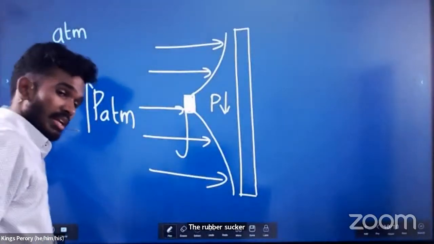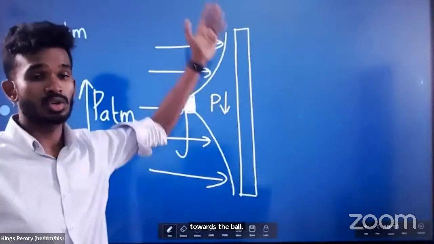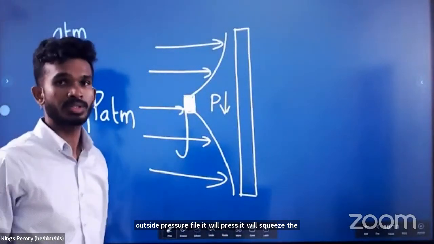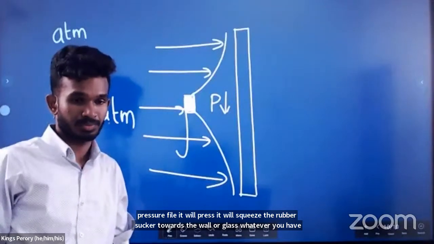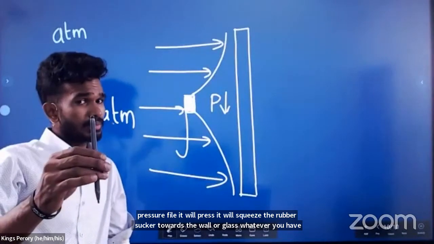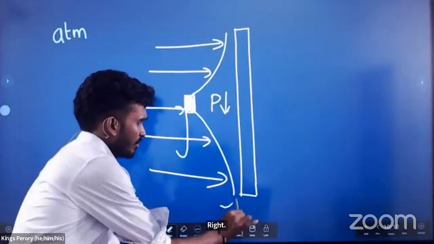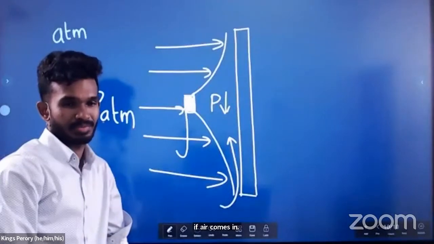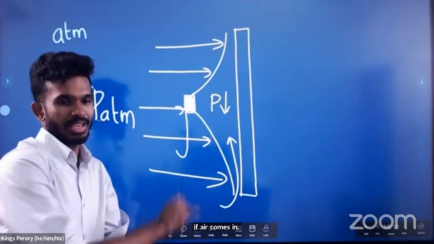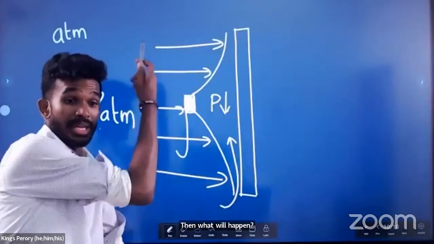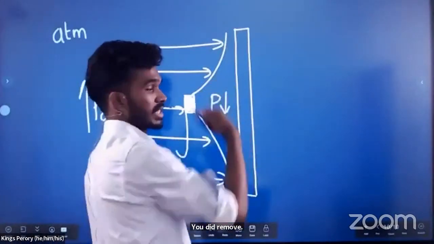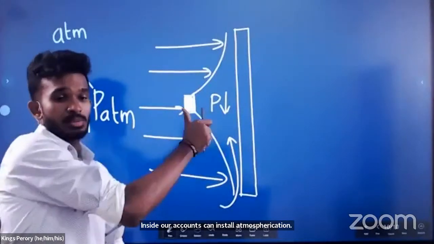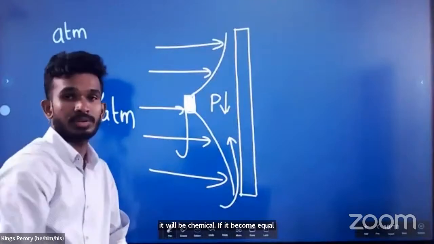Outside pressure is high, so it will squeeze the rubber sucker towards the wall or glass, whatever you have. But if air comes in, what will happen? It will fall down. Inside and outside pressure will become equal. If they become equal, can it press? No, it can't. It will fall down.